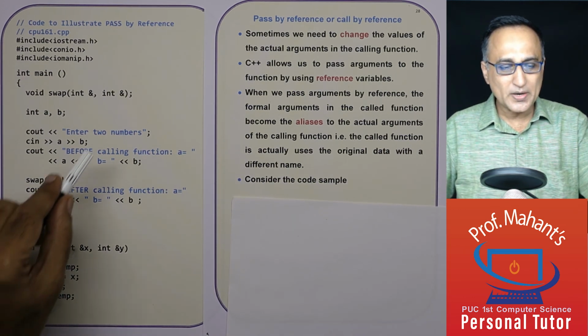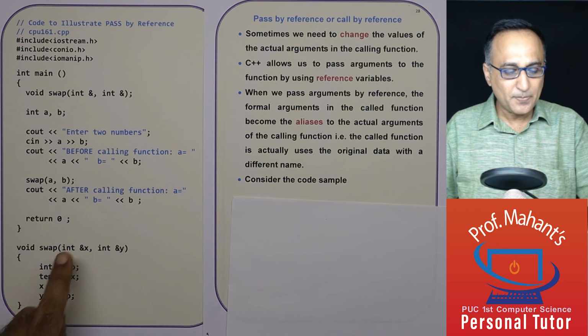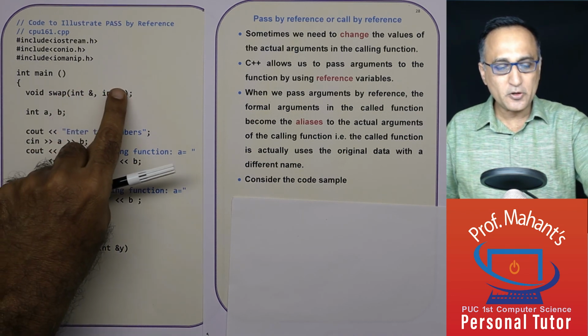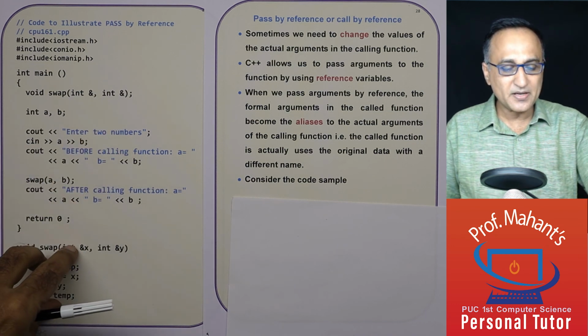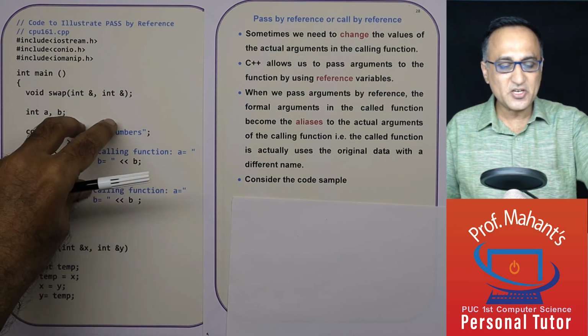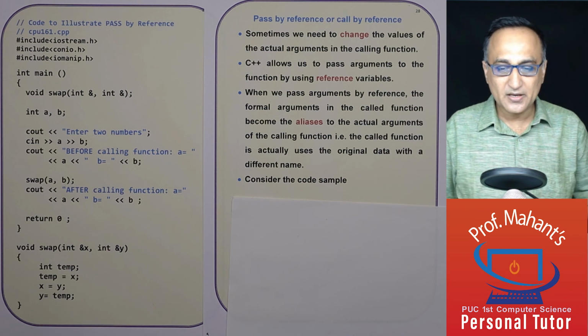If you look at this code example, by now things should be clear: what is pass by value and what is pass by reference. In pass by value, we did not have this address sign, even in the prototype. So whatever you did with X and Y only happened here. Nothing happened here. But now with this address sign, it is changed in both places. This is what you mean by pass by reference.